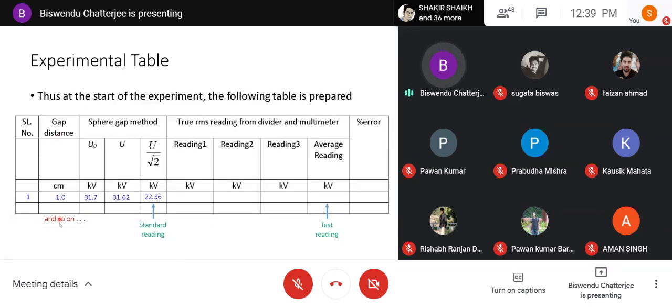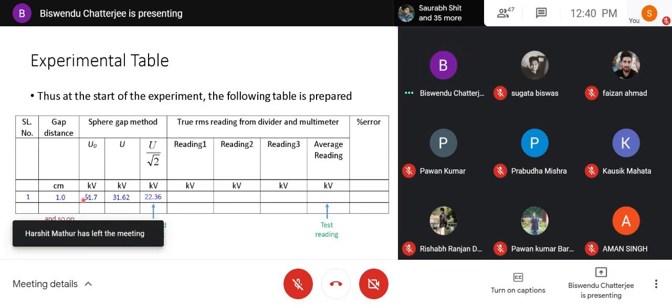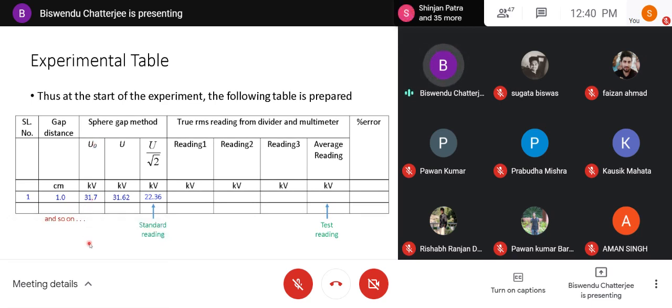So the gap distances I will arrange first. What are the steps? 1.0, 1.5, 2.0, 2.4, etc. Immediately I can have U0 from where? From the table of IS. It is given.